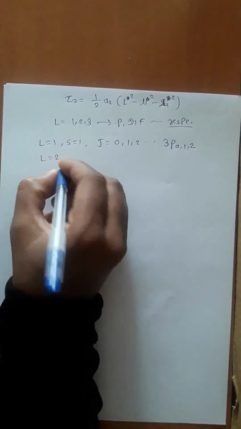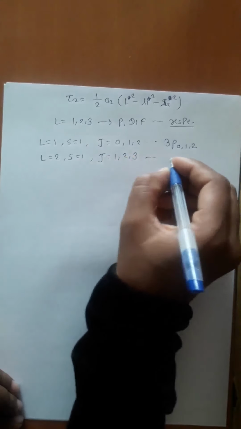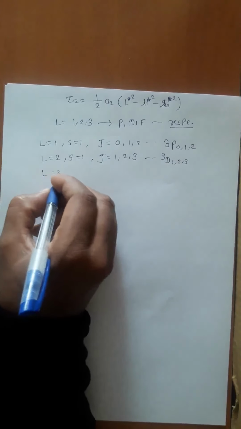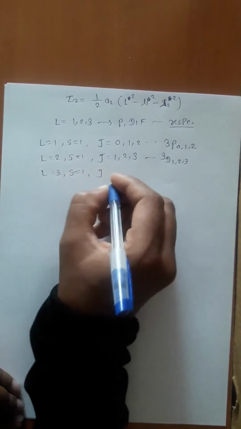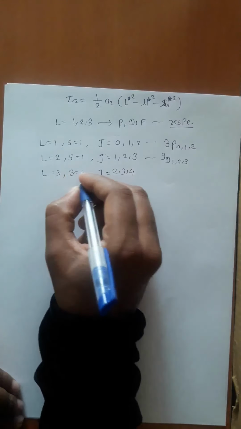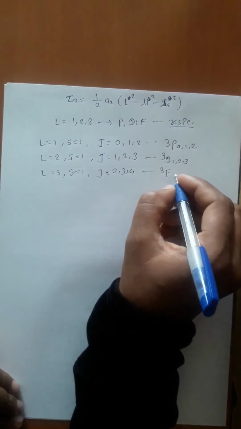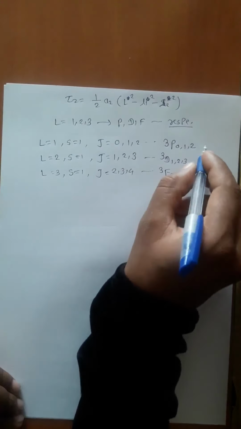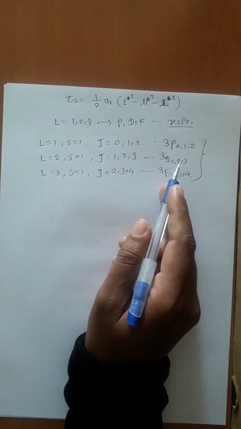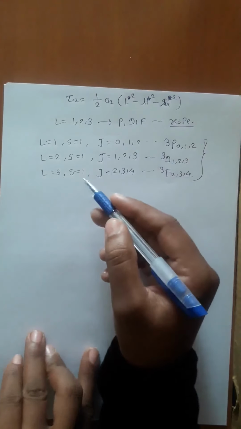Then L is equal to 2, S is equal to 1, then J is equal to 1, 2 and 3. Okay, 3D, 1, 2, 3. And L is equal to 3, S is equal to 1. Again there are 3 terms, J is equal to 2, 3 and 4, that is 3 minus 1 and 3 plus 1. These states are 3F, 2, 3 and 4. Okay, means there are 9 triplet states, for a PD configuration that we already discussed in the last problem.